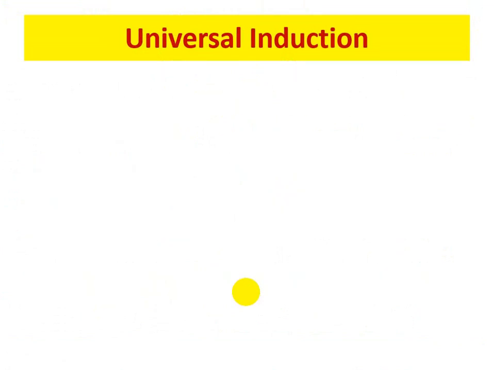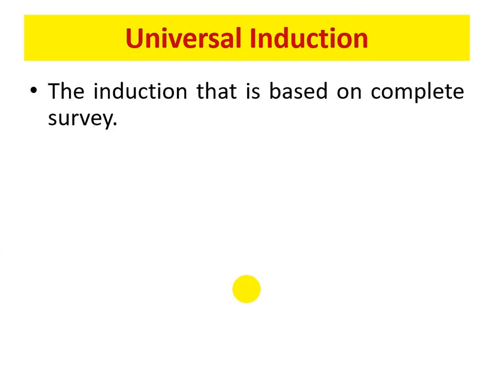What about the universal induction and the particular induction? The universal induction is based on complete survey. Complete survey of each particular event or each particular individual of the society or the situation. So if you have a complete scan or complete survey of the situation or the society you are researching, then you may have universal induction.